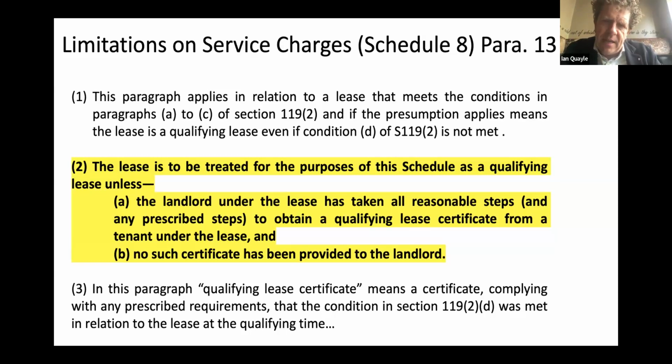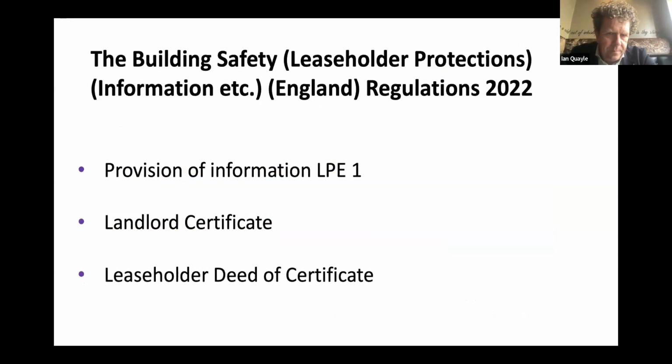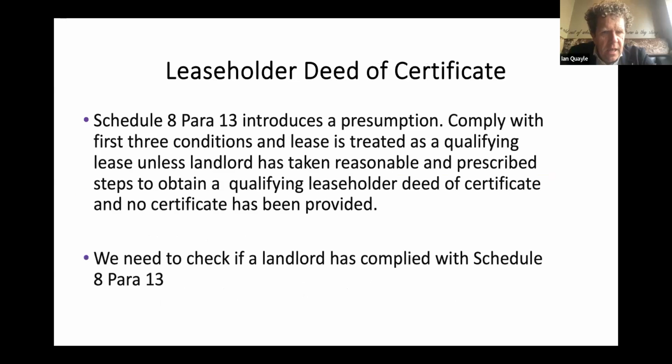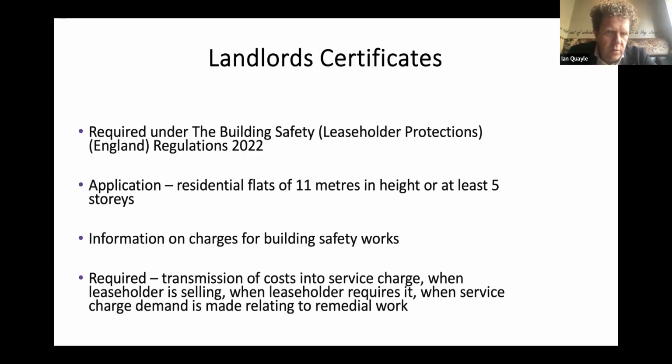So if I'm acting in a transaction and I've got a situation where I've got a leaseholder deed of certificate, but I'm not happy about who owned or occupied the flat as of the 14th of February, if I can show the landlord doesn't have a leaseholder deed of certificate and hasn't asked for one, then my lease is a qualifying lease anyway. That's a very important point that some practitioners are overlooking. We've talked about that today, and we've mentioned this proviso, this condition that enables us to escape ownership or occupation, which is so important.